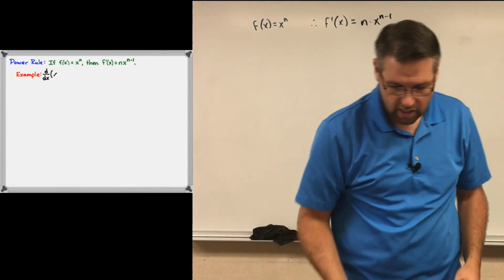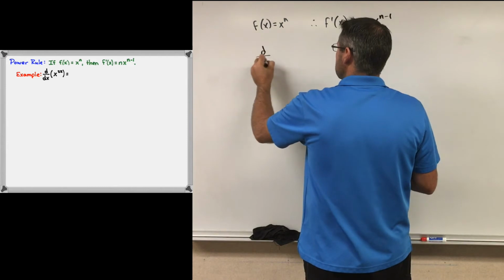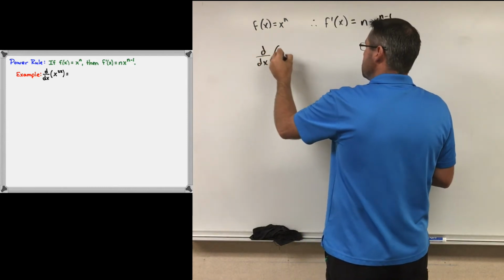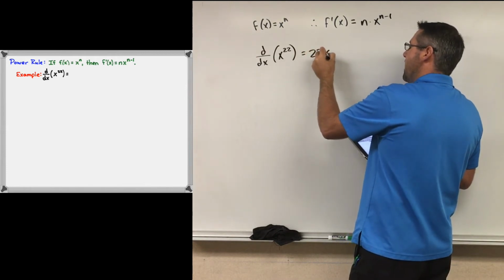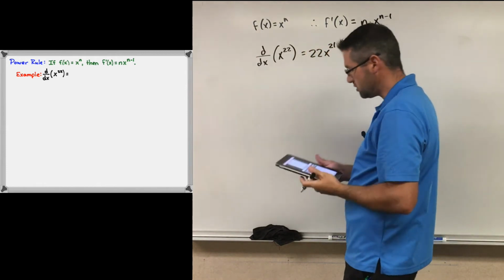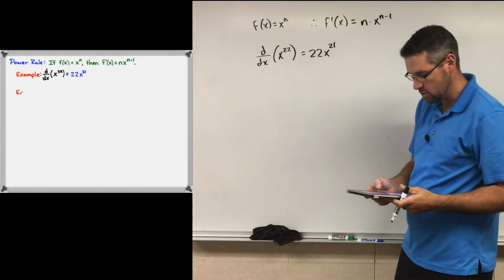So let's go ahead and take a look at a quick example of this. In this case, we have the derivative in respect to x of x to the 22nd. Well, that would be 22x to the 21st. Take that to the front, subtract 1, you have your derivative, 22x to the 21st.